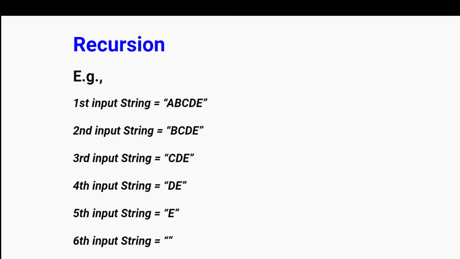You have a function and it takes an input string. The first time you call it with A, B, C, D, E, and every other call, you are going to pass a substring. And finally, in the last call, you're passing an empty string, and that's the exit condition. It's very important that recursive functions have an exit condition, or else it's going to go into an infinite loop.